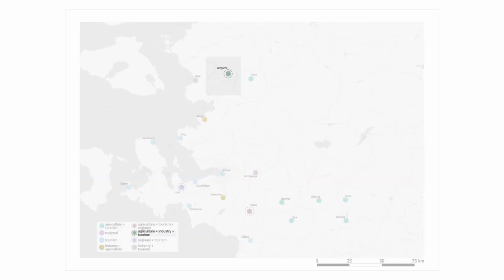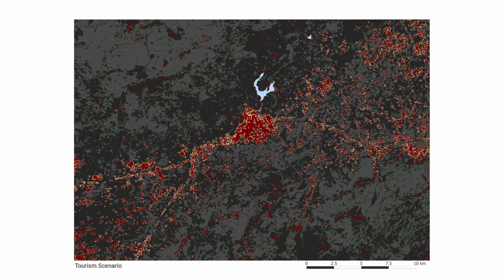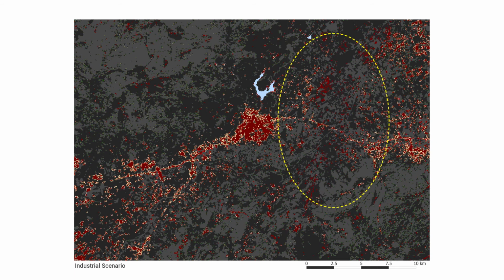Bergama is the other point where three different sectors come together. Here these sectors are agriculture, industry, and tourism. Agriculture and tourism suggest similar growth patterns. In industry scenario, there is a region that shows no development. Comparing the result with driving factors doesn't help identifying the reason behind this. This is a possible example of stochasticity of the model mimicking the real urban growth.